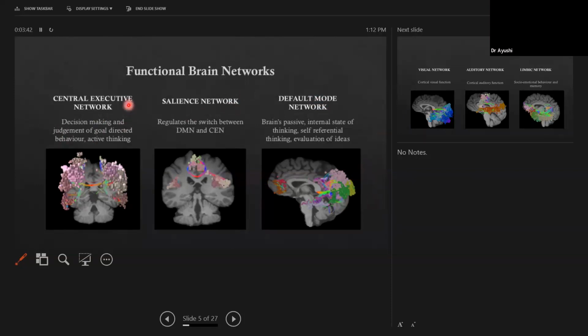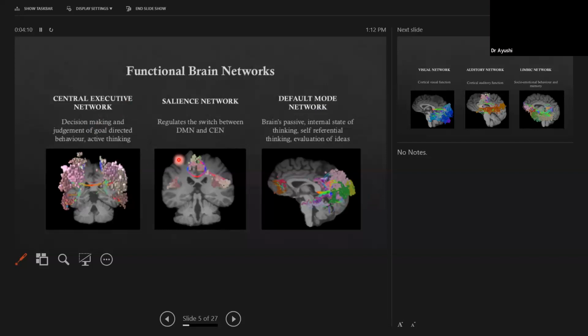Then non-attentive, non-stimulus dependent thinking. So whenever we are doing non-focused thinking, then the default mode network is activated. Then the central executive network. The central executive network is activated when we are performing any active learning, for example, any mathematics, any algebra. So when we're taking any decision, this network is activated.